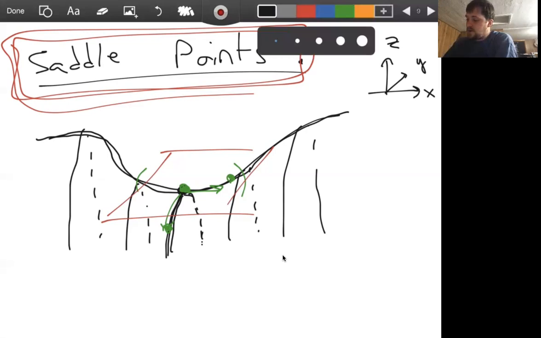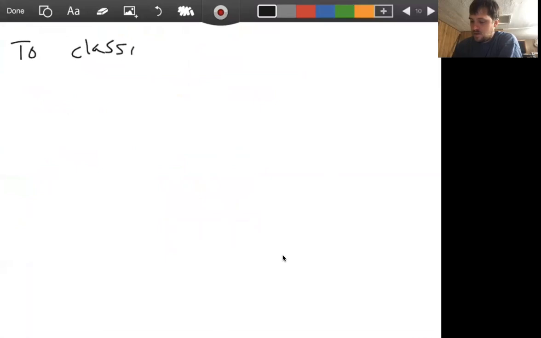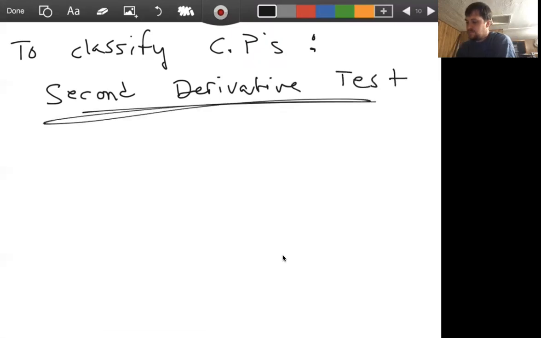So let's classify critical points now. We've defined them, and we've seen how to find critical points. Now let's be able to classify them. To classify critical points, here's what we need. We need the second derivative test.